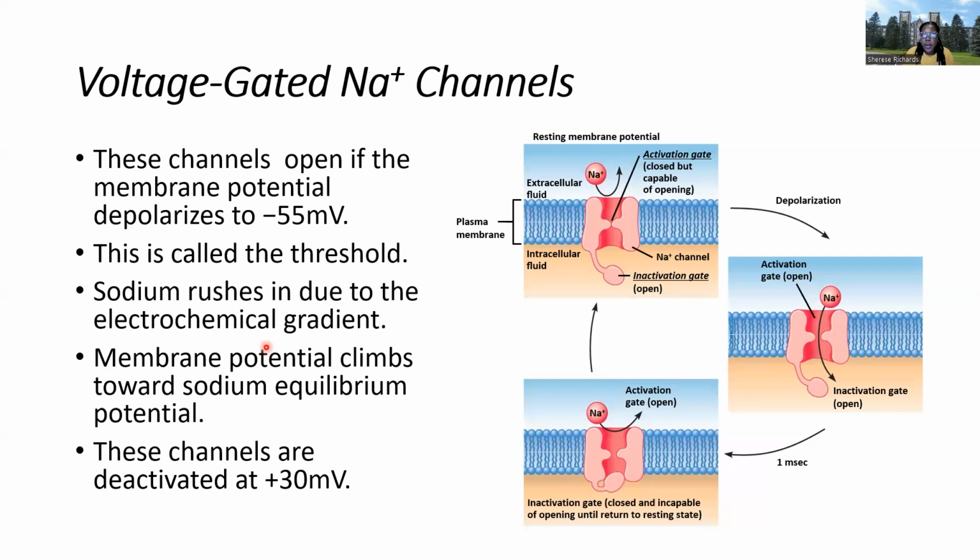Another important thing to say about voltage-gated sodium channels is that they become deactivated at +30. So not only is there a membrane potential value required to open these channels, but there is also a membrane potential requirement that allows these channels to close. They're going to open at that threshold of -55. We're going to have sodium rushing in, rushing in, rushing in. When we get to +30, that membrane potential is going to automatically deactivate these channels.